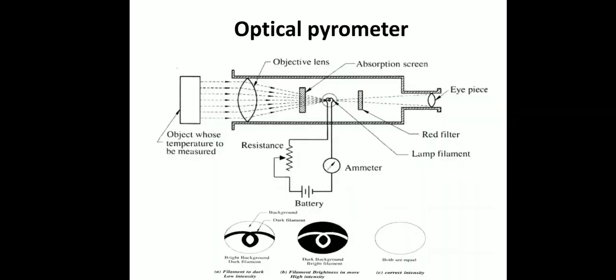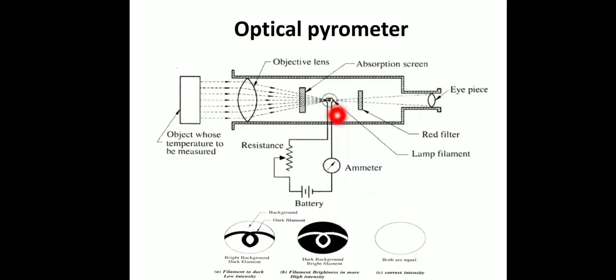Now we will discuss the optical pyrometer. Using radiation energy we are determining temperature in this equipment. You can see that the commonly used components of an optical pyrometer are an objective lens, then an absorption screen, a lamp filament, a red filter and eyepiece, resistance, ammeter and battery.